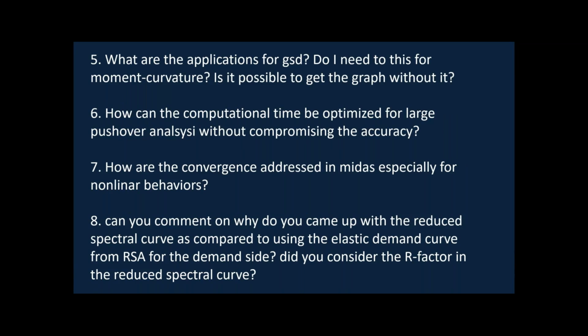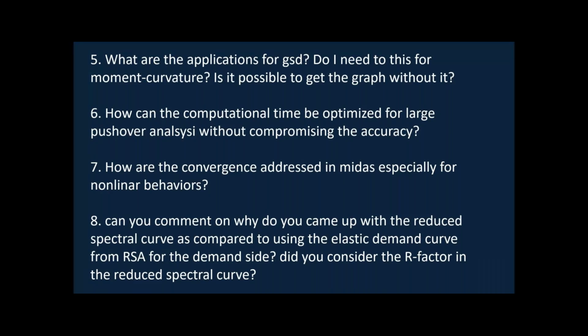So for the fifth question, what are the applications of GSD? Do I need it for a moment curvature? Is it possible to set the graph without it? The application of GSD is mainly to compute the moment curvature curve. And secondly, if you have any arbitrary type of section, then you can design that particular section using GSD. To generate the moment curvature curve, there are other methods also.